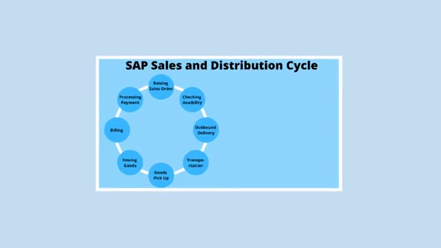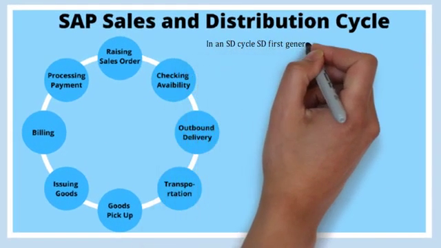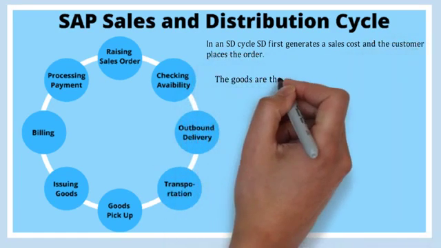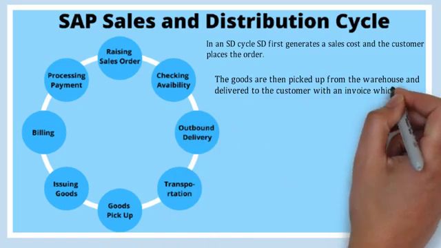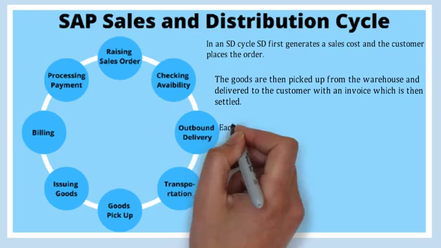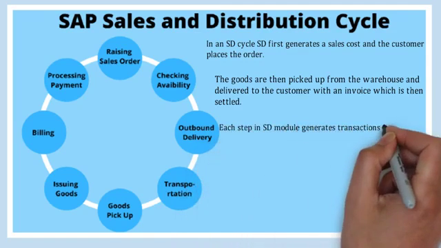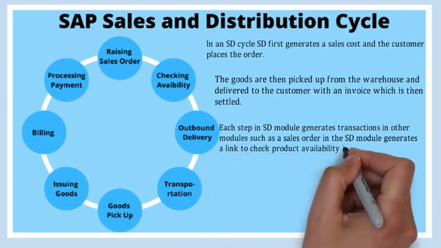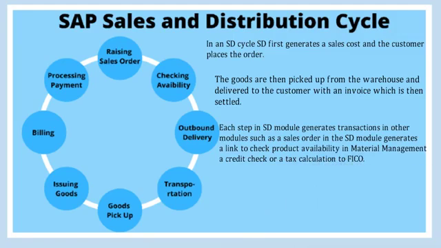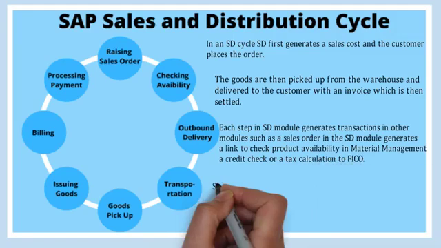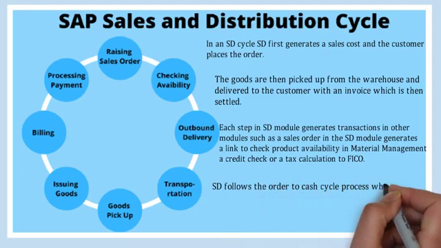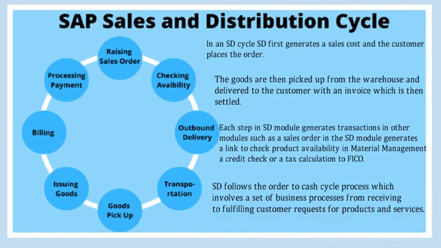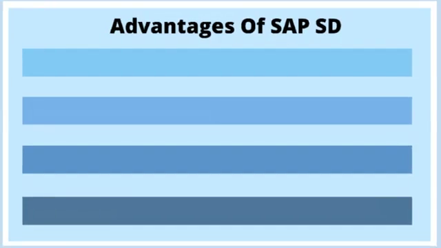SAP Sales and Distribution Cycle. In an SD cycle, SD first generates a sales quote and the customer places the order. The goods are then picked up from the warehouse and delivered to the customer with an invoice, which is then settled. Each step in the SD module generates transactions in other modules, such as a sales order in the SD module generates a link to check product availability in material management, a credit check, or a tax calculation to FICO. SD follows the order-to-cash cycle process, which involves a set of business processes from receiving to fulfilling customer requests for products and services.